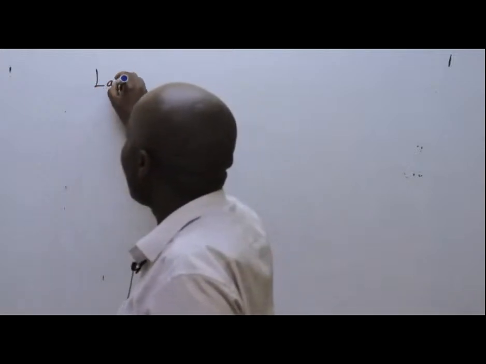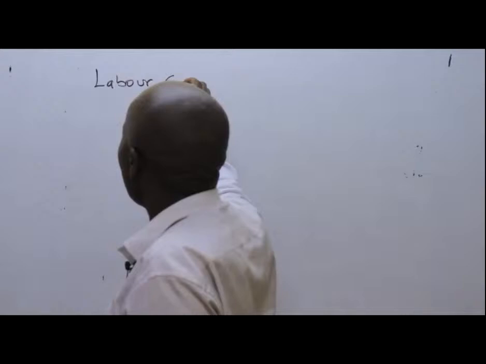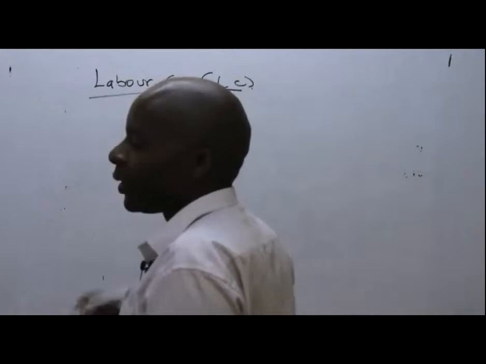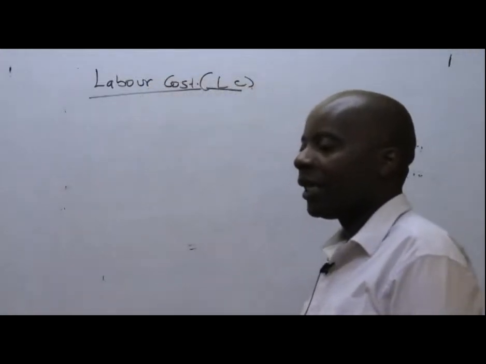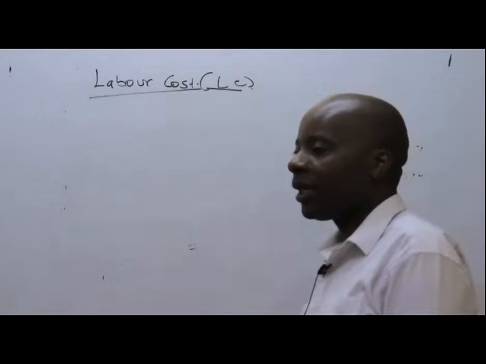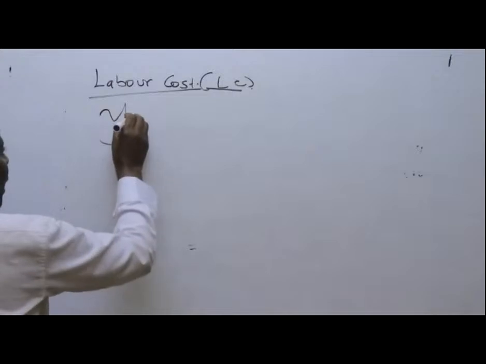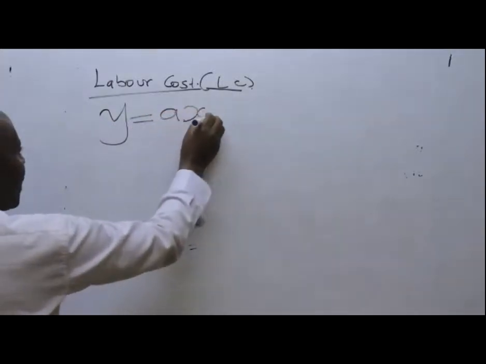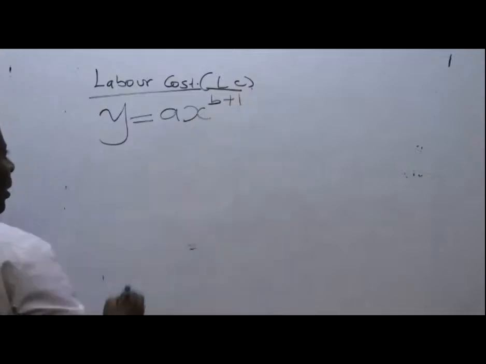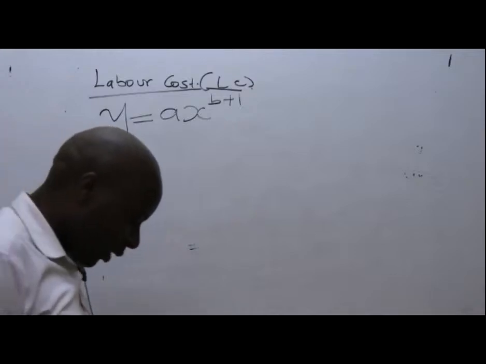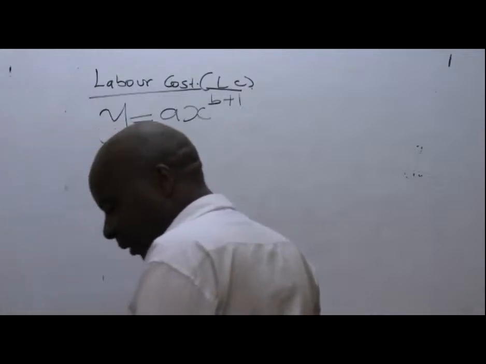So we start with the first working, which is labor cost using learning curves. LC in this case is not life cycle, but learning curves. Ladies and gentlemen, I know how the learning curve looks like. We know in learning curves, y should be equal to ax raised to power b plus 1, remember. Y equals ax raised to the power b plus 1.